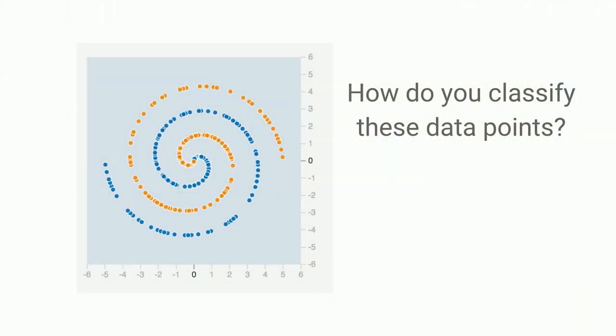So let's take a look at another example of how a neural network works by using the dataset called double spiral. In this double spiral dataset, we have two groups of data points. One is the orange group, and another is the blue group.